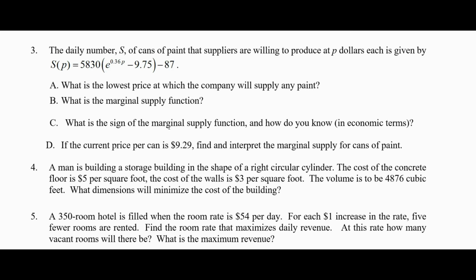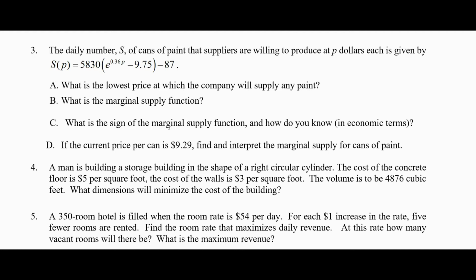Number 3, the daily number S of cans of paint that suppliers are willing to produce at P dollars each is given by S of P equals 5,830 times (e to the 0.36 P minus 9.75) minus 87. That's a supply curve.